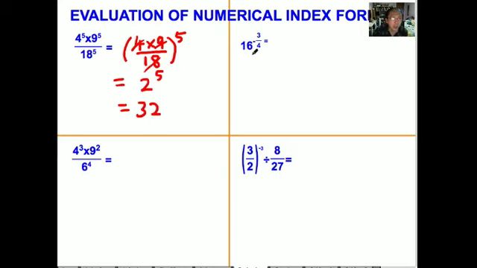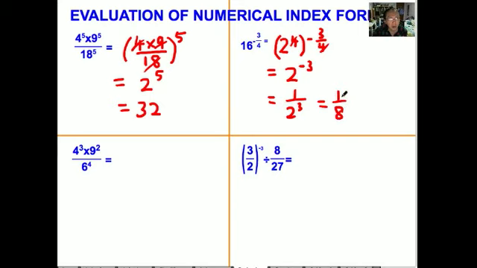In the second example, we have a fractional index. First, note that the denominator is 4. Thus, we can express 16 as a power of 4. In this way, we can cancel the power with the denominator, giving us 2 to the power of negative 3, which is 1 over 2 to the power of 3, which gives us 1/8.